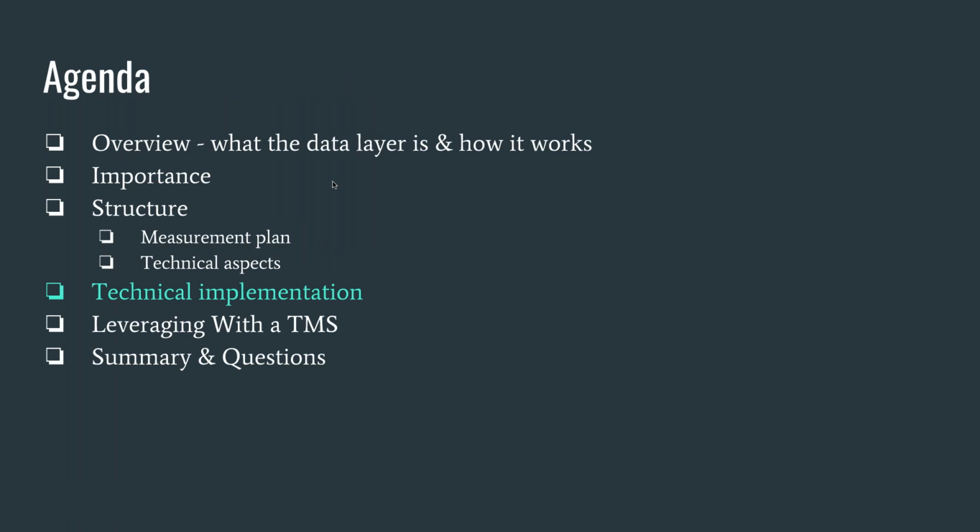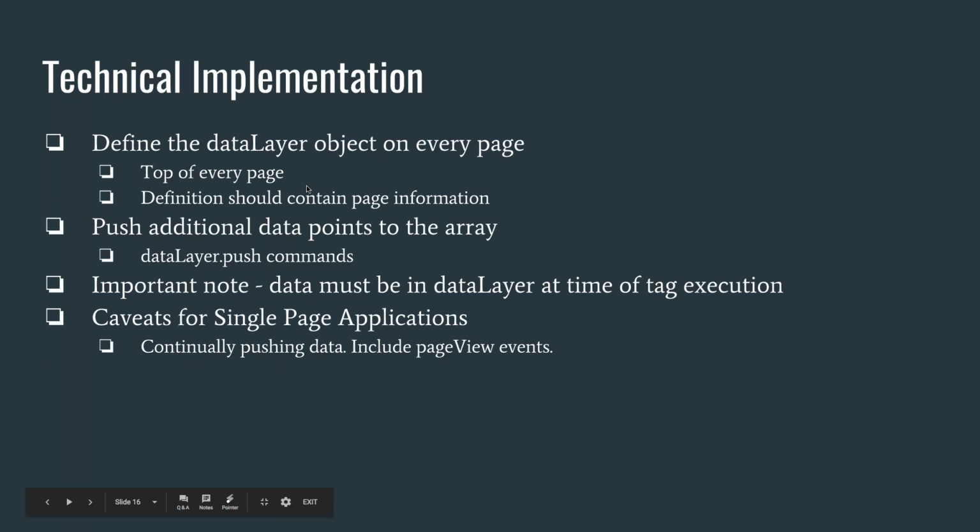Right. Okay. So as we've gone through, talked about what the data layer is, what needs to be included in there, how to go about collecting those different requirements for your measurement plan and the technical aspects, now I want to get into a little bit more of the specifics around the technical implementation. So like I was mentioning, making things available. How exactly do we do that? When do we do that? And what does that look like on the website or in your code?